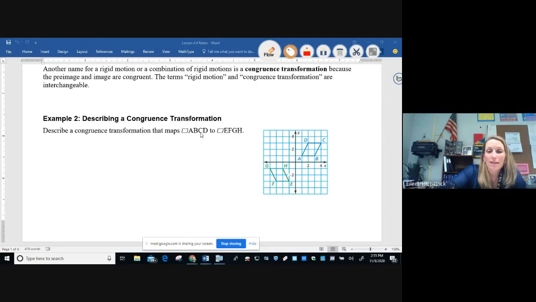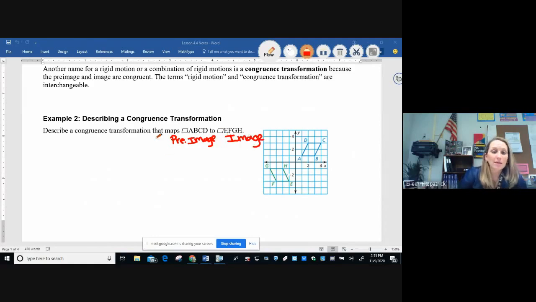So first off, the way they're naming it tells you that this is the pre-image and this is the image. This is what you're starting with. This is where you're headed. This is where you're going. Okay, so that's one thing that maybe we should just write down. This is my pre-image. First one, where you start, that's your pre-image, and the second one is your image.